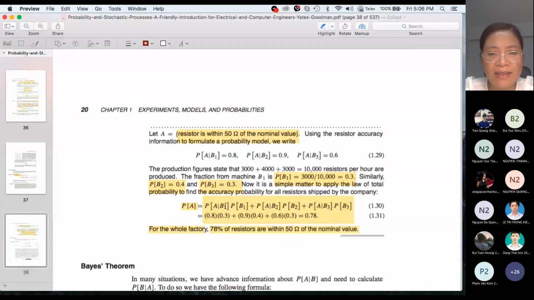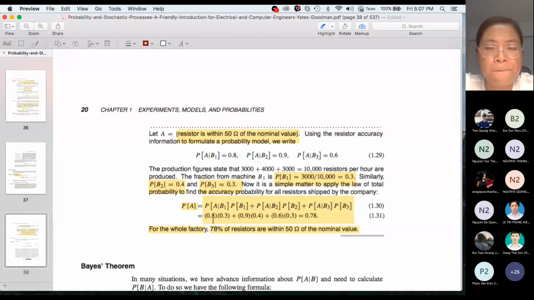Conditional means that B1 has occurred. It occurred first, and for A given B1, we know new information, right? So you see that the probability of A given B1 is 0.8. However, A and B1 equals 0.24, right? Do you understand now?